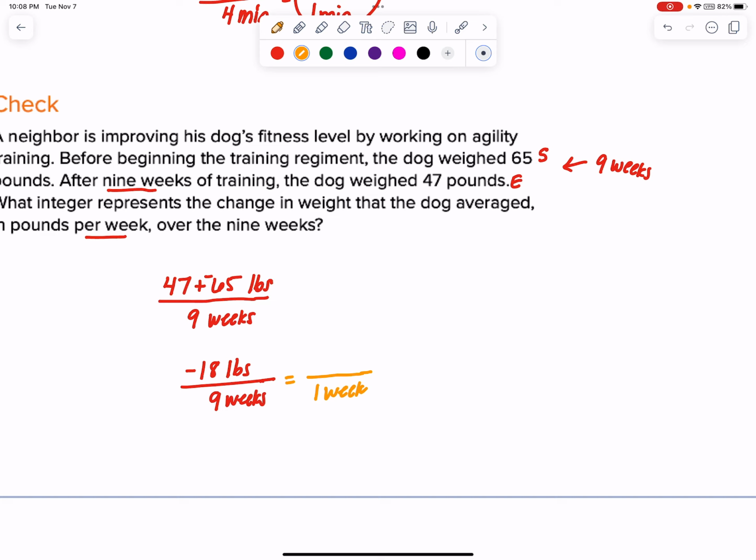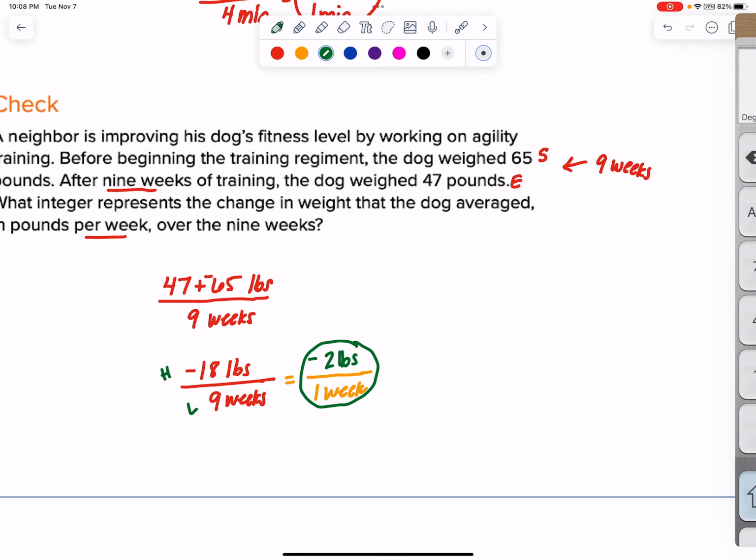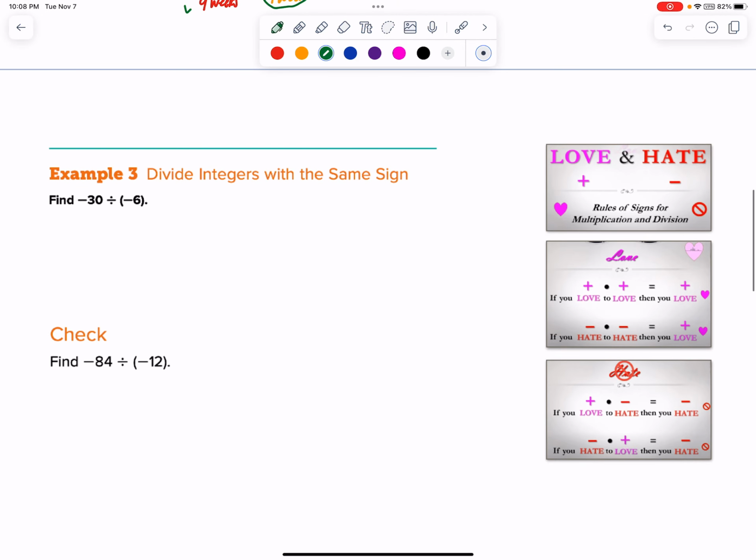Okay, so we're going to do negative 18 divided by 9. Think about your love-hate. So I hate to love. If I hate loving, my answer is going to be a hate as well. Let's go ahead and do our 18 divided by 9, which you already know is 2. And so we have negative 2 pounds per week. Okay, so that's all you're doing for those kind of problems. All right, let's go ahead to dividing integers with the same sign.